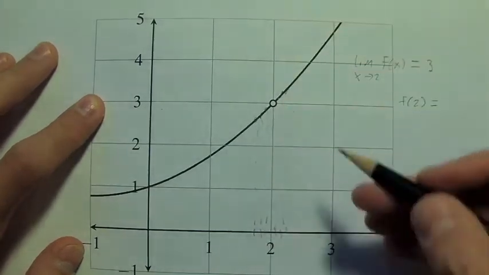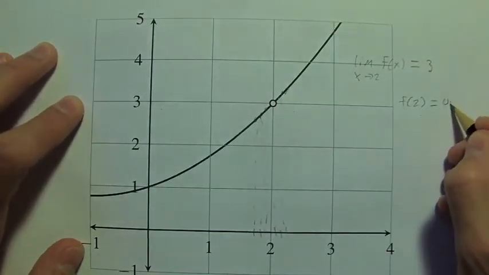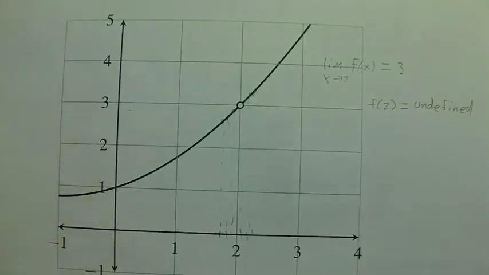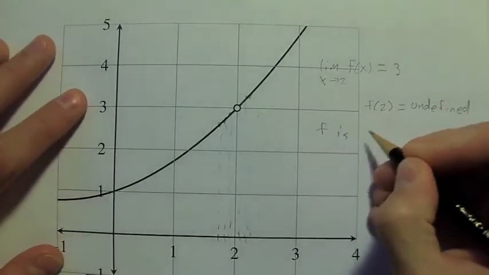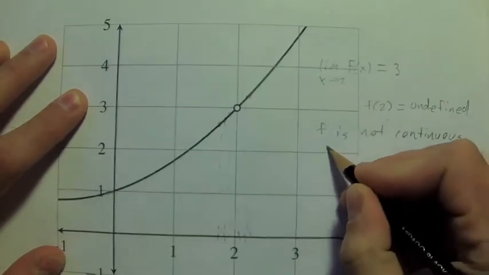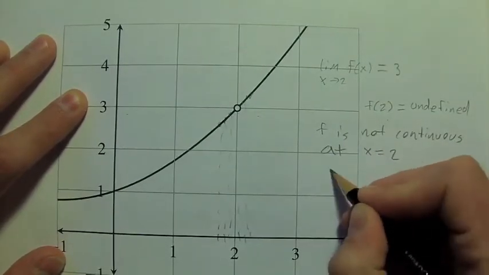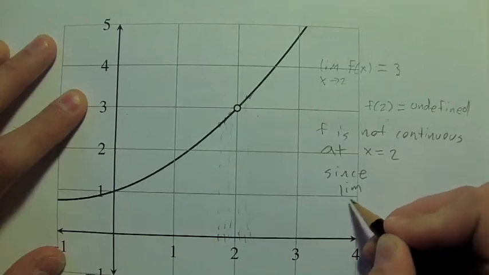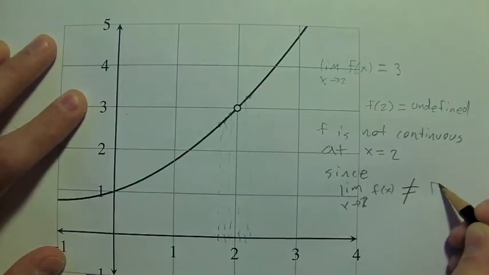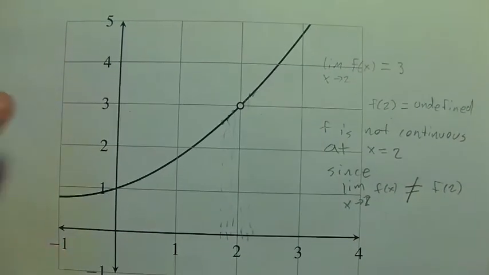Well, I have no f of 2. There's a hole there. So as we've seen in some of our worksheets, this means that f of 2 is undefined. Now, does 3 equal undefined? Of course not. So f is not continuous at x equals 2, since the limit as x goes to 2 of f of x does not equal f of 2. They don't match, so the function can't be continuous there.